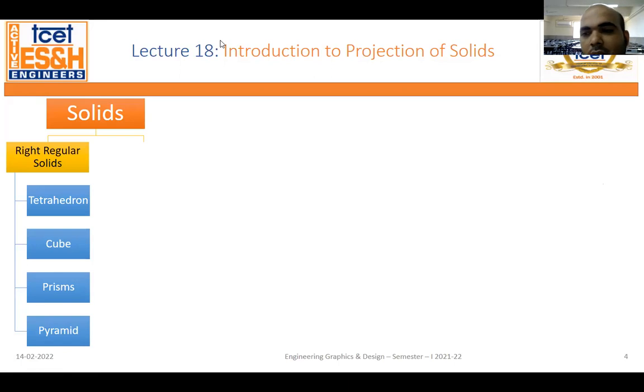Prism is something we'll discuss here, but let me tell you that as well. A prism is an object where the top portion is similar to the bottom portion. For example, if there is a triangle at the top portion and a triangle at the bottom portion, that is said to be a triangular prism.